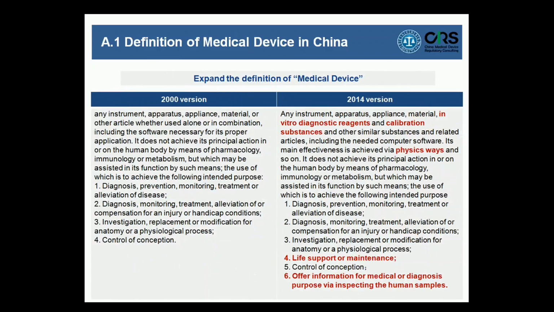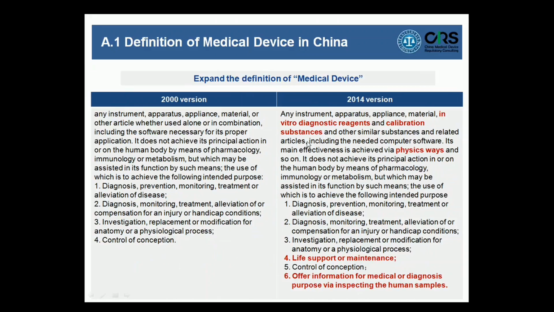The definition of medical device in China is quite new because it was just issued by CFDA on June 1st, 2014. Compared with the last definition of medical device issued in 2000, the new definition was undoubtedly expanded a lot. We can compare them from this table. The new definition adds the in vitro diagnostic reagents and the calibration substance into the medical device.